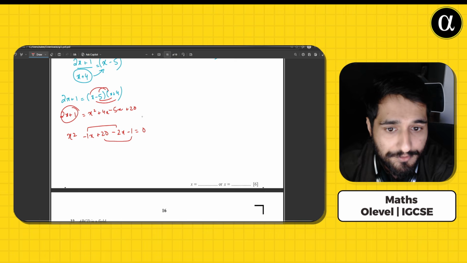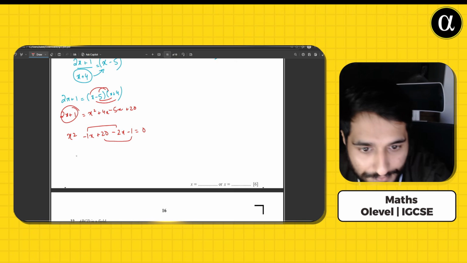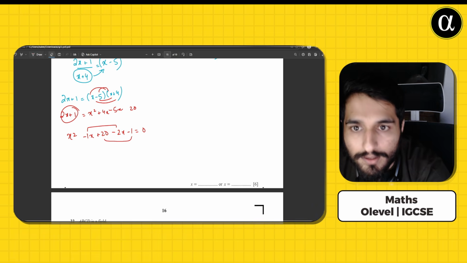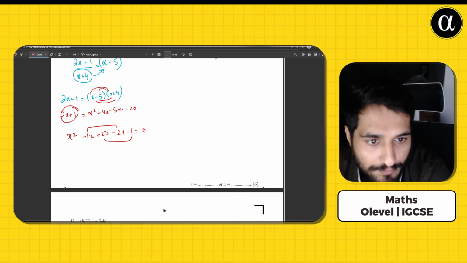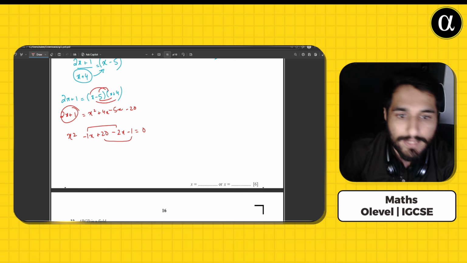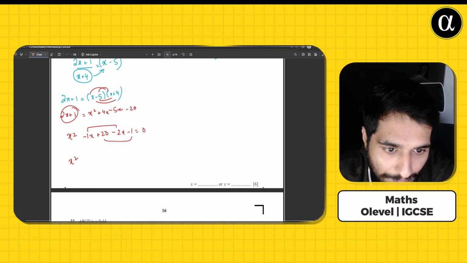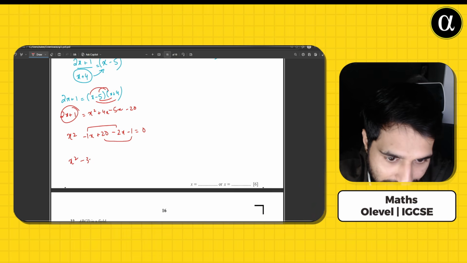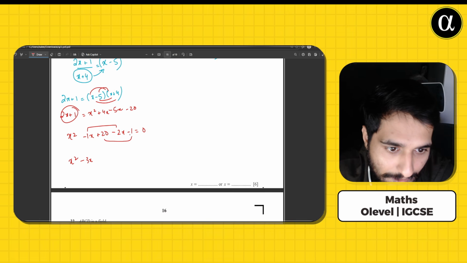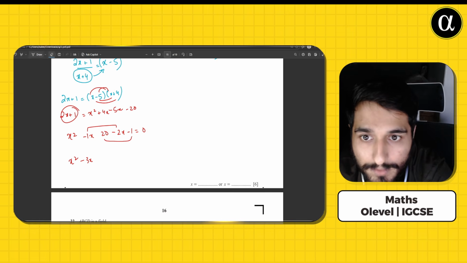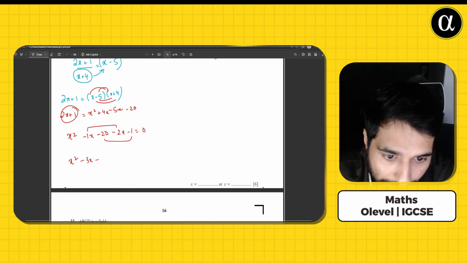Oh, actually we made a mistake over here. This was supposed to be minus 5 times 4, that gives us minus 20. Apologies for that. So what happens now is this would be x squared, and then minus minus, that would give me minus 3x, and it was minus 20 because we corrected it, and minus 1, that would give me minus 21 is equal to 0.